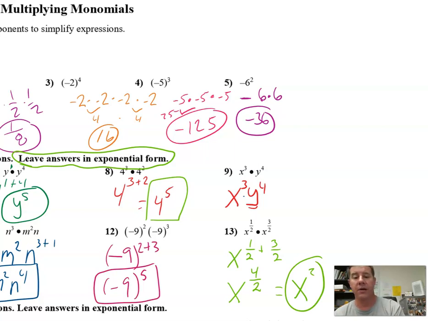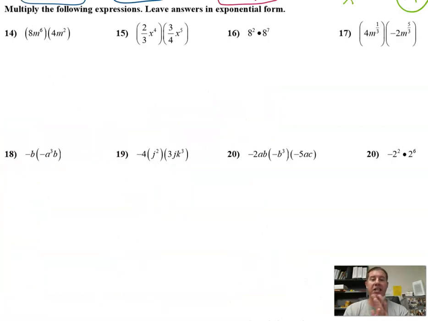Okay, moving on. Now we're going to continue our multiplying, but now you can see, instead of just having a base and an exponent, we also have coefficients in front. Okay? So, when you multiply coefficients, you just multiply those like normal. 8 times 4 is 32.